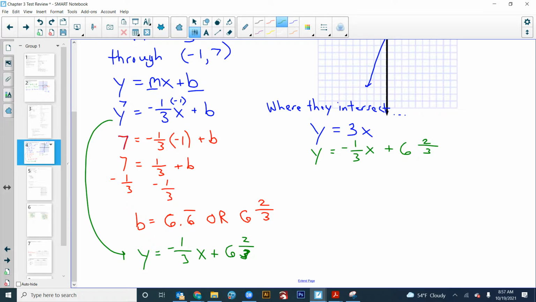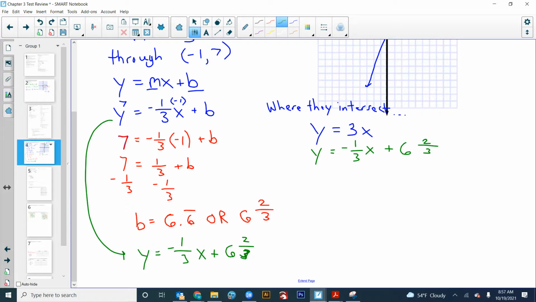What happens if you subtract the equations? You're going to get rid of y. Do you agree? But then you're going to have 3x minus a -1/3 x, which is fine. And then you're going to have 0 minus 6 2/3. If you set them equal, y equals 3x, y equals -1/3 x plus 6 2/3, you'd plug this in for y and you'd solve it for x.